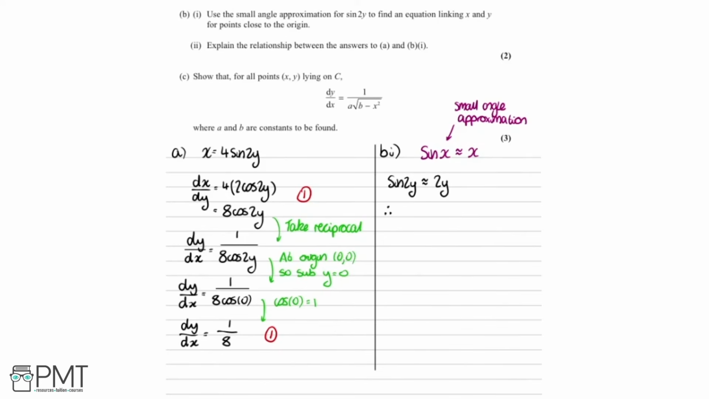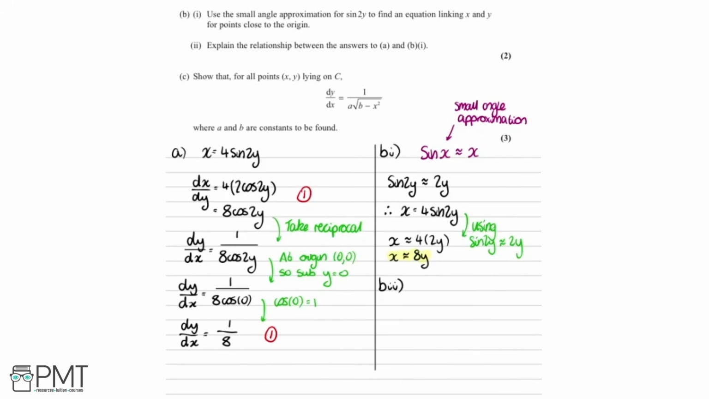So therefore we say x equals 4 sine 2y, and then using sine 2y is approximately equal to just 2y, we can say that x is approximately equal to 4 multiplied by 2y. So x is approximately equal to 8y. And that's the final equation linking x and y.